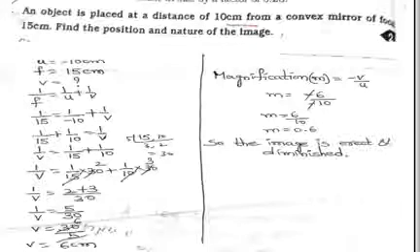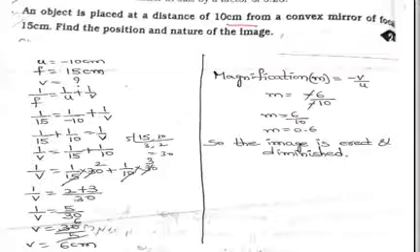Here the object is placed in front of a convex mirror. The object distance u equal to minus 10 centimeters, and the focal length of that convex mirror is 15 centimeters. And what is the image distance v? That we have to find out. At the same time we have to find out the nature of the image, that means erect or inverted, diminished or enlarged, virtual or real.